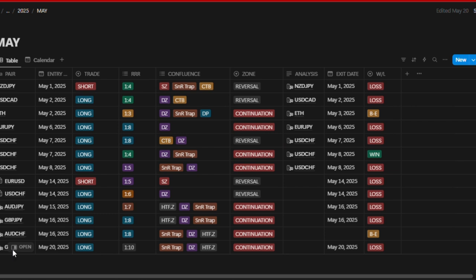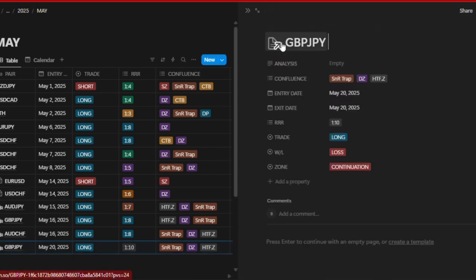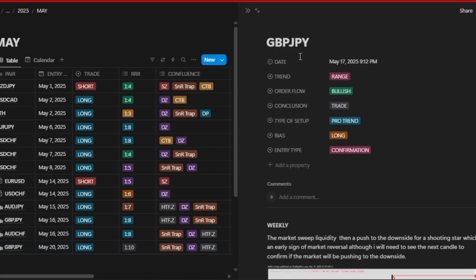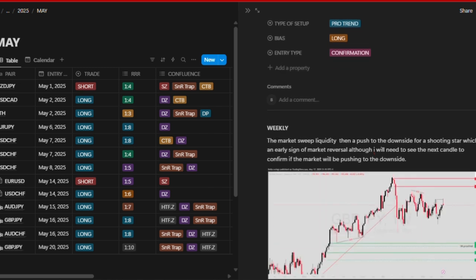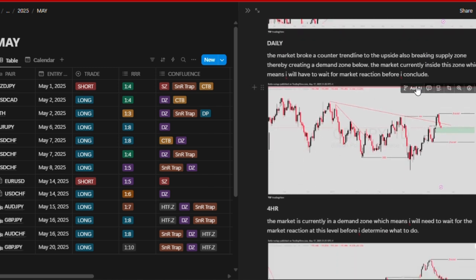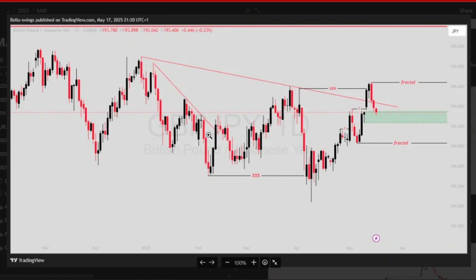The GBP JPY trade I took, which was the only trade I took this week, is how it goes. Let me just show you what I was looking out for. Let me start from the daily time frame. As you can see, there's this counter trend line break which created the demand zone here, which the market was in, and I'm expecting the market to go bullish from there, since the order flow is to the upside.